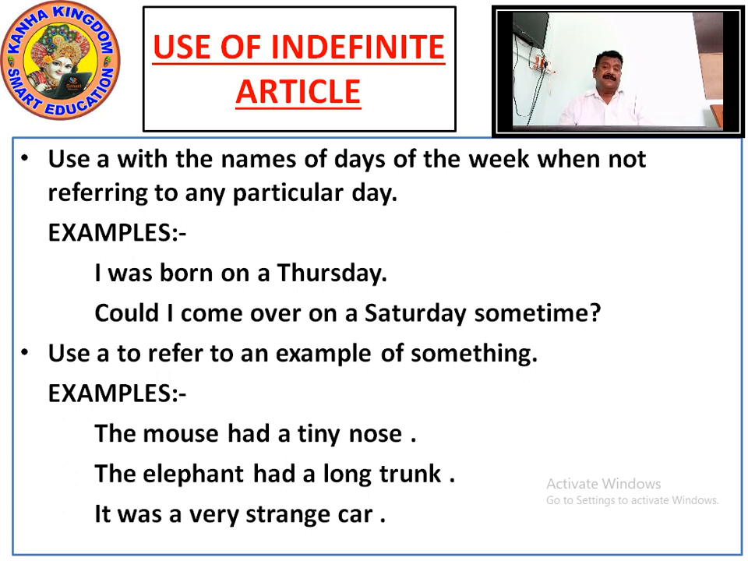The elephant had a long trunk. It was a very strange car. We'll talk about the car. What is strange in it? Maybe the steering, maybe a beautiful car, maybe a strange car with some extra features in it. When you talk about a strange car, an elephant with a long trunk, a mouse with a tiny nose, here it's referring to something. It's trying to refer to something, right? So now let's go to the next page.